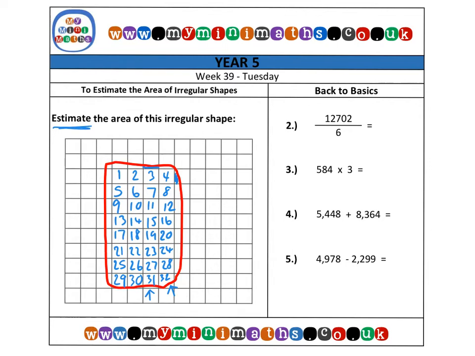Now, if we come up the side, these are much smaller. I mean, this one here is really small, so we don't need to worry too much about that one. But if we look up here, I think if I take this one and this one and possibly this one here, we could make a whole square. So that would be 33 up to here.